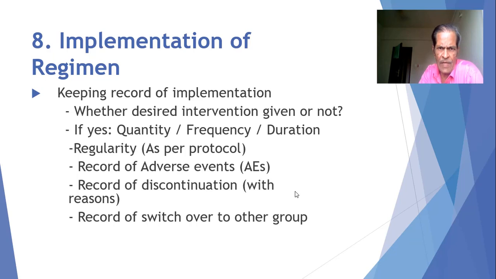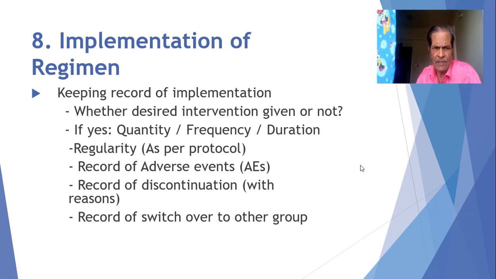If the desired intervention was given, then what was the quantity of the intervention, what was the frequency, and what was the duration of the intervention given. So this must be as per protocol, and the record should be maintained in such a way that we should be able to identify whether it was given in desired quantity, with desired frequency and desired duration, and whether it is as per protocol or not. So the record keeping method should be done in that way.